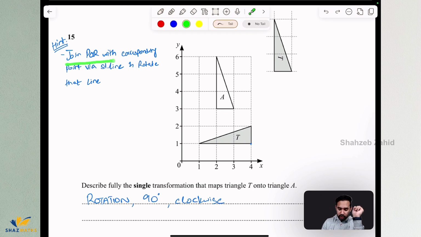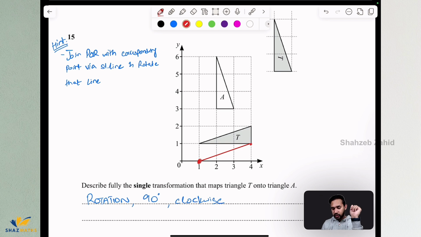You will always join the point of rotation with the corresponding point via a straight line and then rotate that line. And then we will see if that line ends up in the exact image or not. Okay, let's have a look. So first I'm going to be checking this point, that was my corresponding point. I'll join these by a straight line.